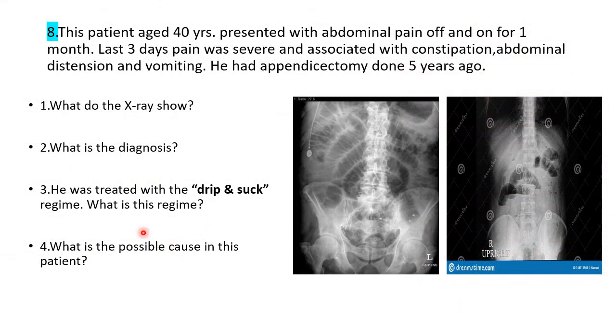Okay. Question number 8. This patient aged 40 years presented with abdominal pain on and off for the past 1 month. Over the last 3 days, the pain was severe and associated with constipation, abdominal distension and vomiting. He had an appendicectomy done 5 years ago. What do the X-rays show?